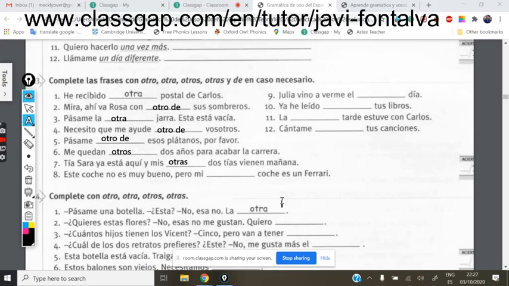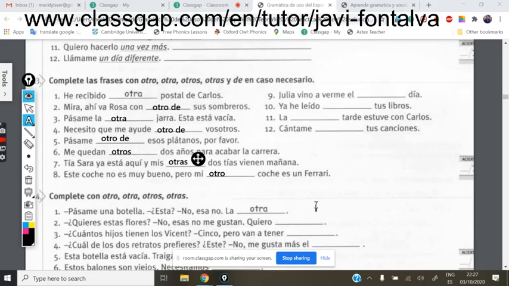Ocho. Este coche no es muy bueno, pero mi otro coche es un Ferrari. So this car is not very good, but my other car is a Ferrari.